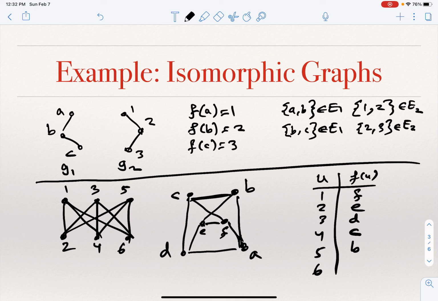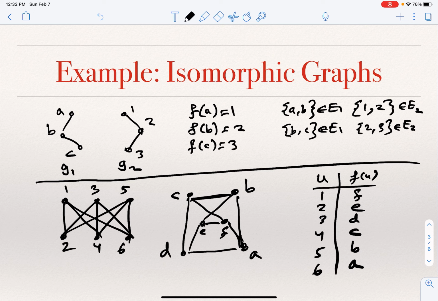So 6 here will go to A. So if we look at this function here, I basically give a bijection here, right? Because it's a one-to-one and onto function from the nodes of G1 to the nodes of G2. Now we need to verify, is it true that an edge exists between U and V in G1 if and only if there's an edge between f of U and f of V in G2.